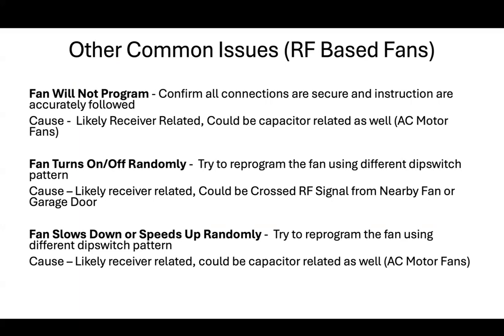is working. Next, ensure you are within range of about 50 feet max, and there are no major obstructions in between the control and the fan. Adjust the antenna on the receiver to ensure it's not crimped. Ensure you have power to the fan. Try using different dip switch patterns when programming the fan. If these tips do not work, it may be a faulty receiver.